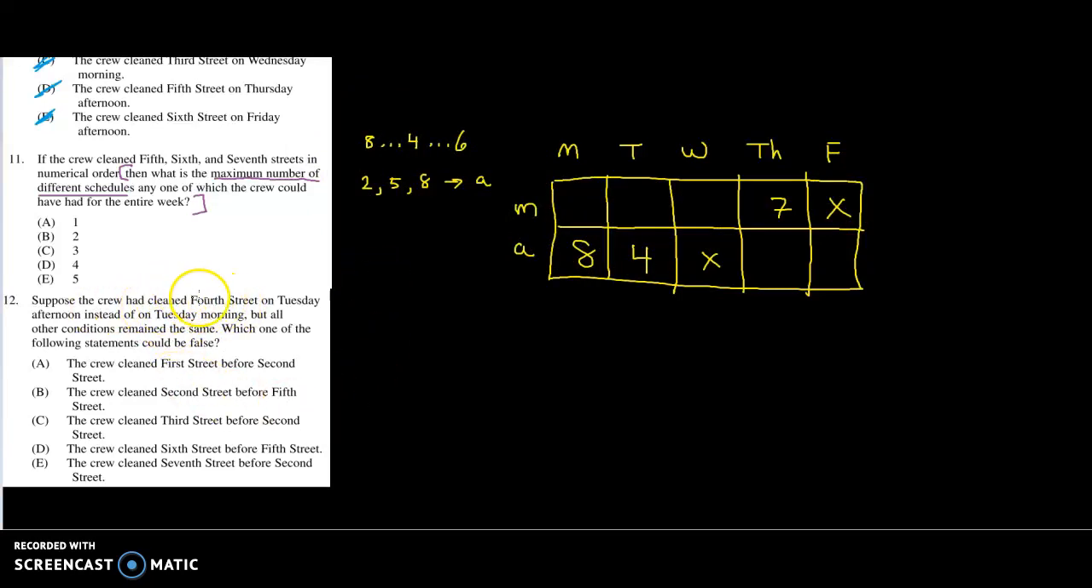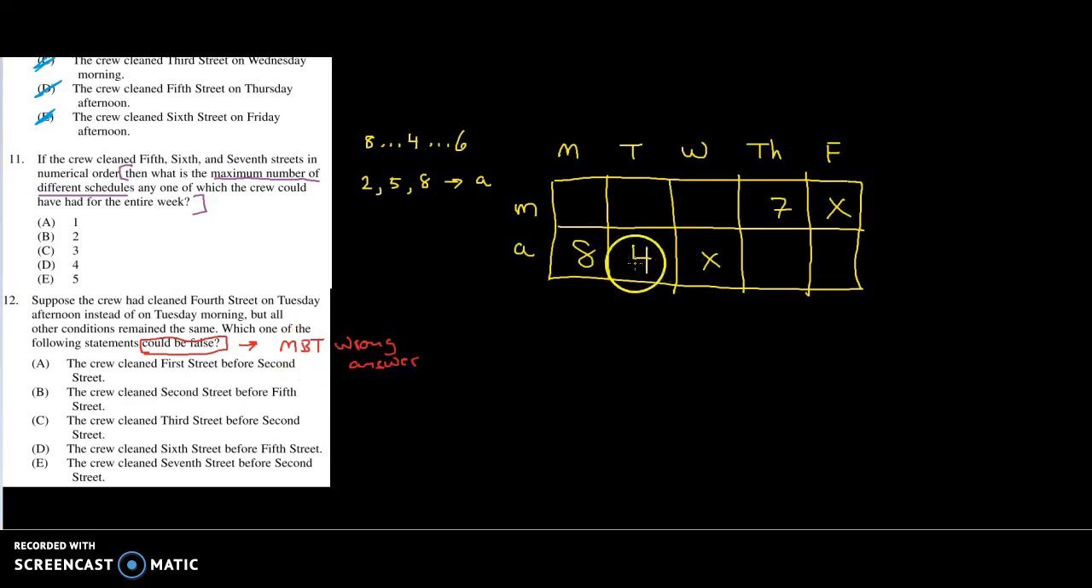Which of the following statements could be false? All right, let's think about what this means. If something could be false, the wrong answer would be something that has to be true. That's our wrong answer. So let's see what happens.